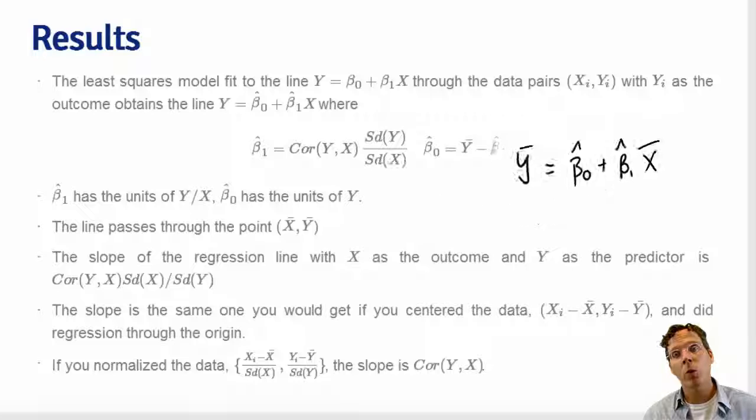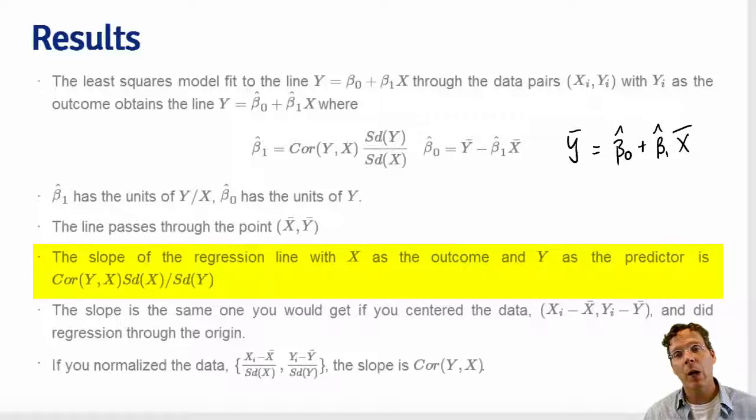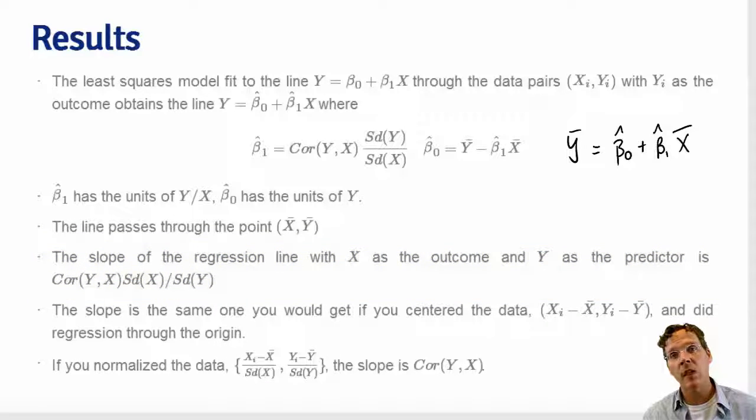If we reverse the roles of y and x and treat x as the outcome and y as the predictor, then we simply get that the slope of this line is the correlation times the standard deviation of x divided by the standard deviation of y. So you get a different answer, of course, when you fit x as the outcome and y as the predictor than if you fit y as the outcome and x as the predictor.